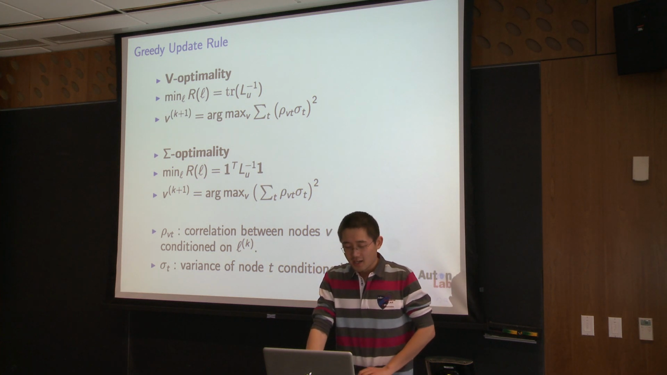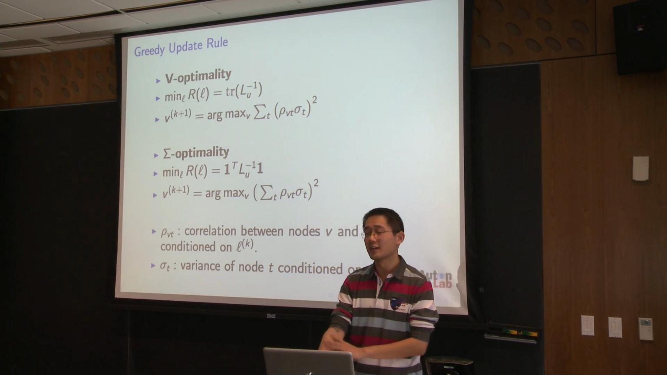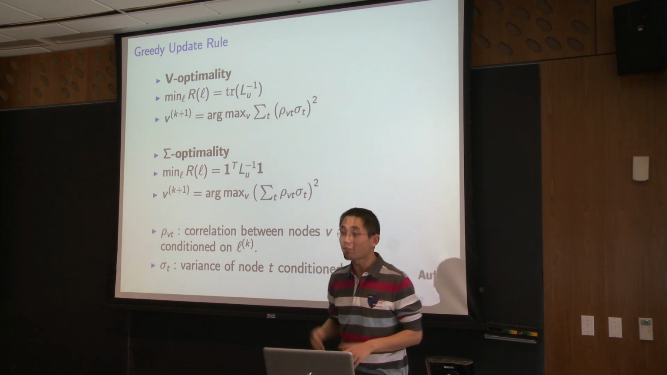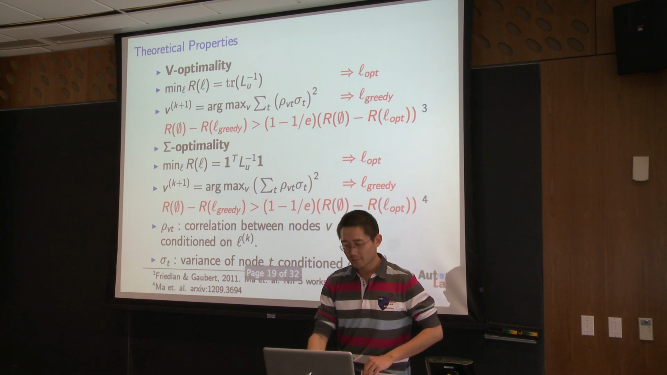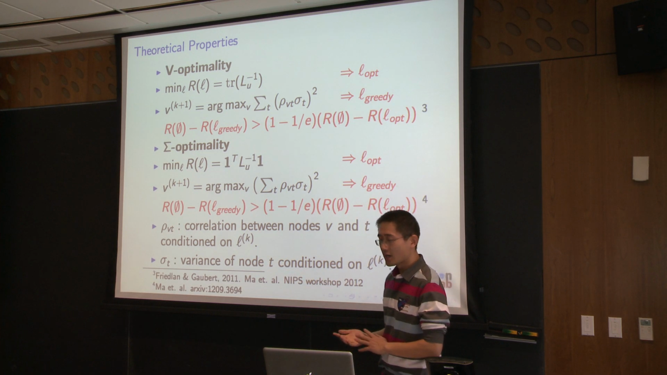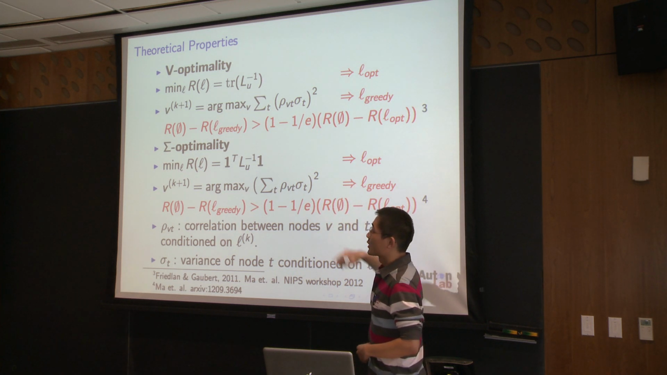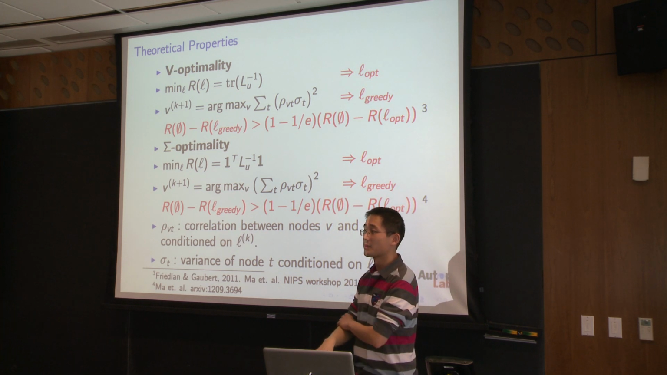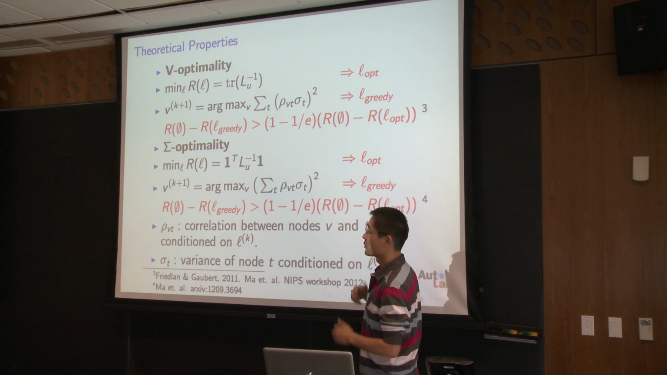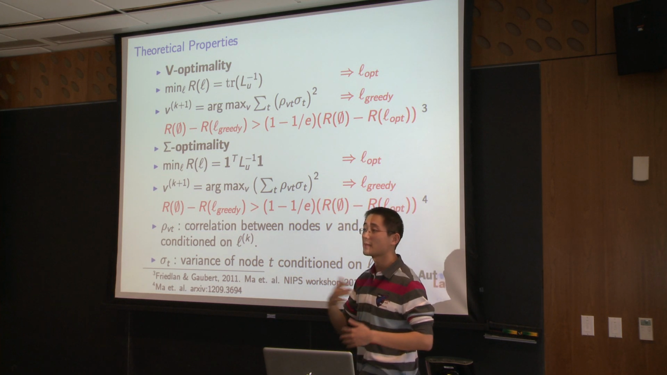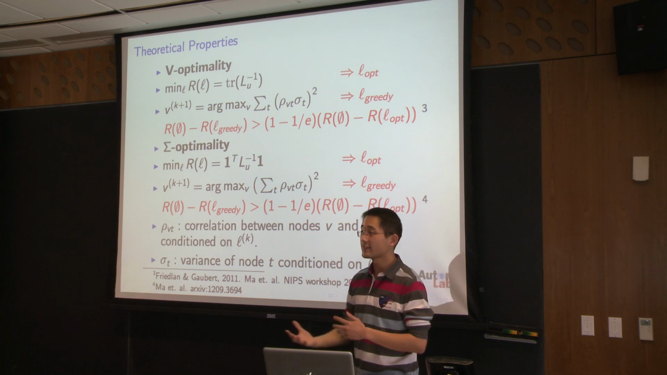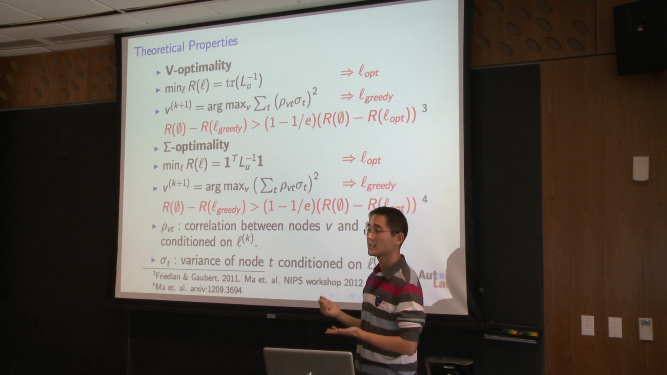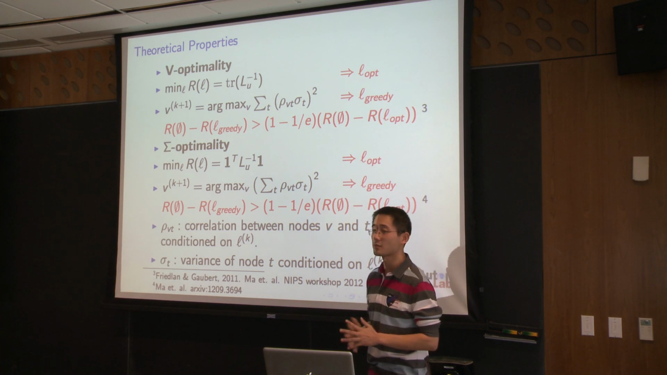Sure. Okay, so we still have this problem of whether V optimality works better or sigma optimality works better. But before doing that, let's have this theoretical guarantee between the greedy sequential selection algorithm and the set optimization problem. Because ultimately you want to solve the set problem, but there's this greedy update approximation. So can this greedy approximation really be an approximation for these set optimization problems?